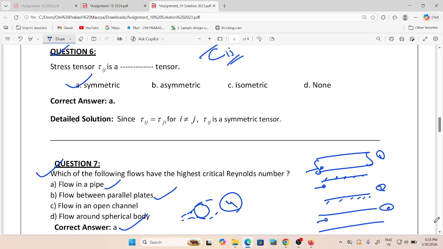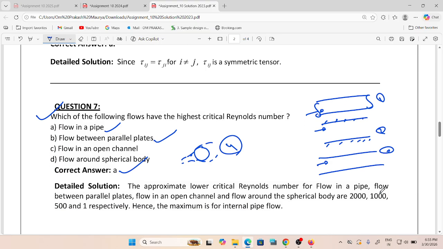What about the others? Here in the details it is already written: the approximate lower critical Reynolds numbers for flow in pipe, flow between parallel plates, flow in open channel, and flow around a spherical body are 2000 for the pipe, 1000 for parallel plates, 500 for open channel, and 1 for a spherical body, respectively. So definitely the pipe flow has the highest, 2000.